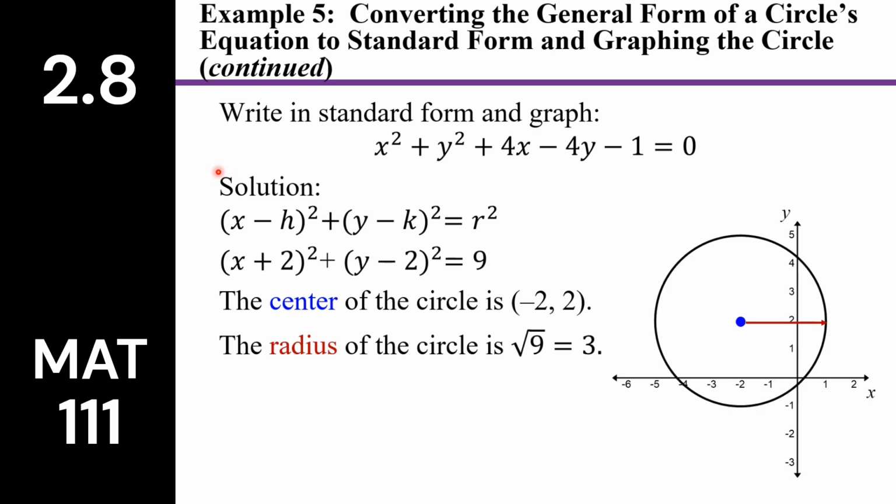And they want us to graph that. So we plot negative 2, 2. So back 2, up 2 is our center. And the radius is 3. So you go up 3, down 3, left 3, and right 3. And then you can draw your circle through those points.